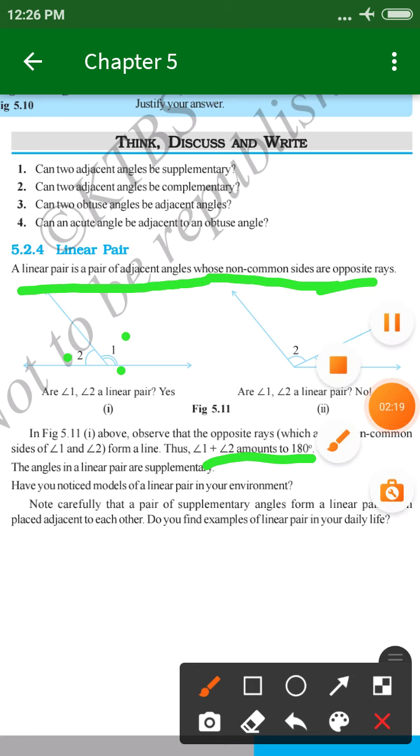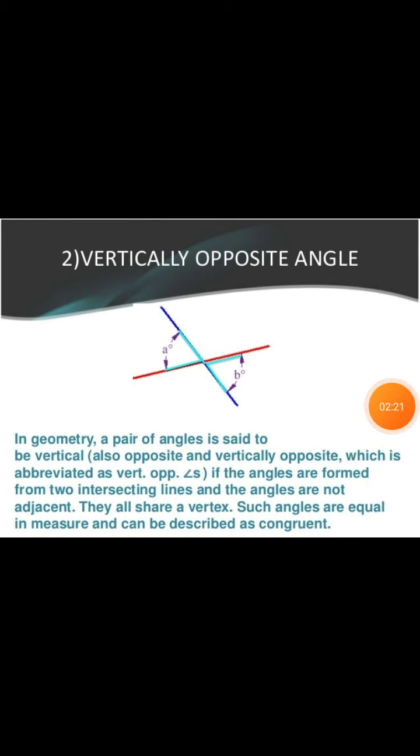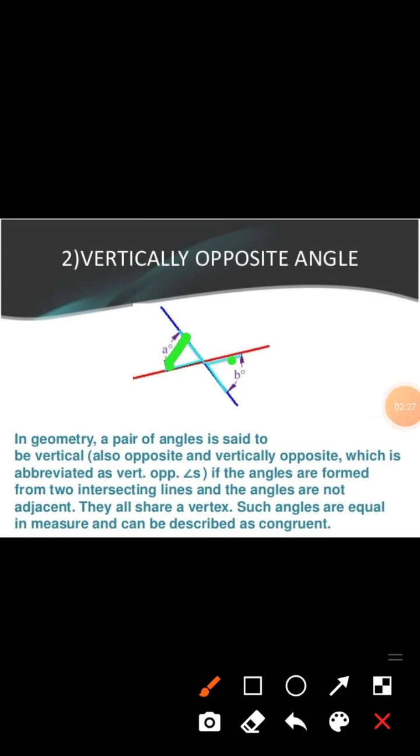Okay. So this is another type of angle, children, vertically opposite angles. Here see, observe, this is angle A, this is angle B. So these types of angles are called vertically opposite angles.